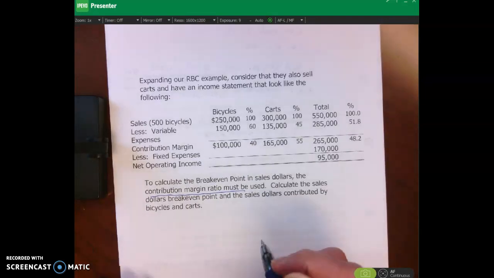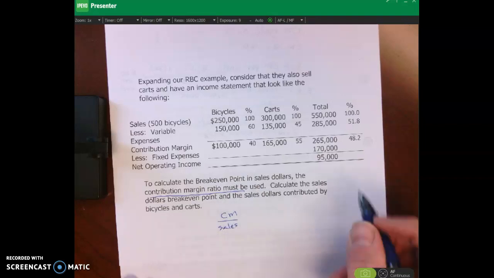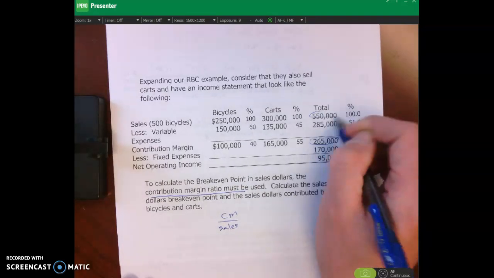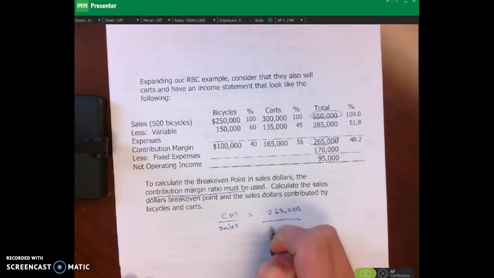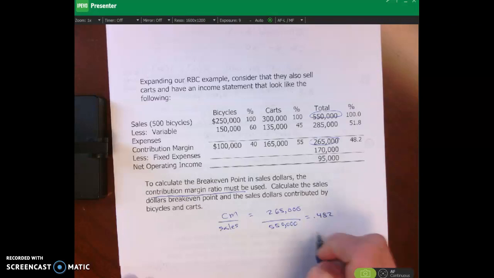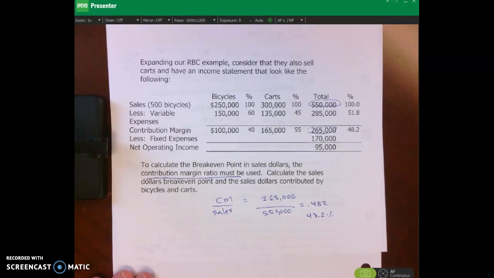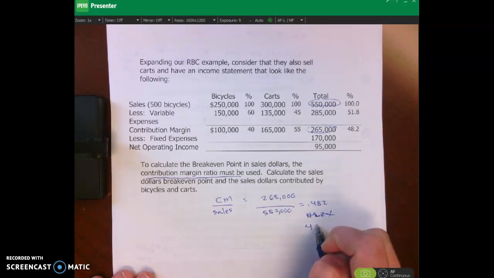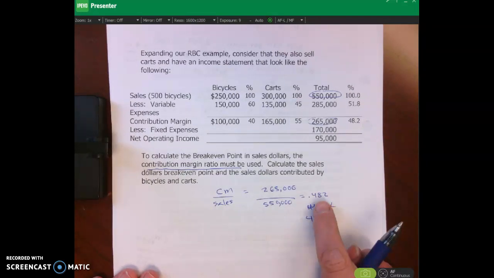The way I can calculate my CM ratio is CM divided by sales, in terms of total. So 265 divided by my 550 gives 0.482, or 48.2%. I can also infer this as saying that I get about 48 cents of contribution margin for every dollar of sales.